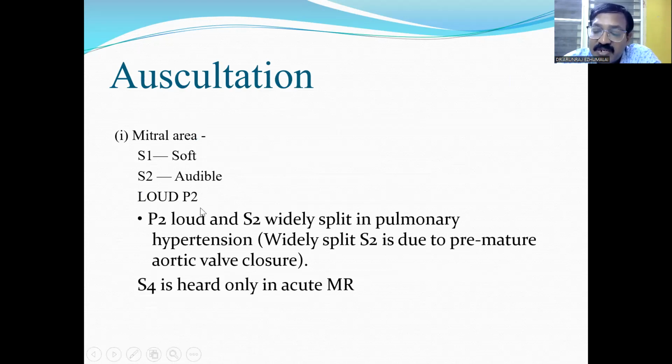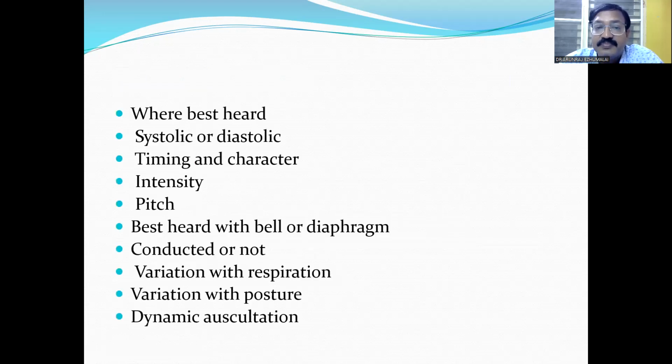So now, on palpation, you can find a palpable P2 or palpable pulmonary valve closure. Here in auscultation, you can see a loud P2. P2 is loud, and S2 is widely split in pulmonary hypertension. Okay. S4 may be heard in acute MR. When the patient has acute MR, you can see what the causes for acute MR are.